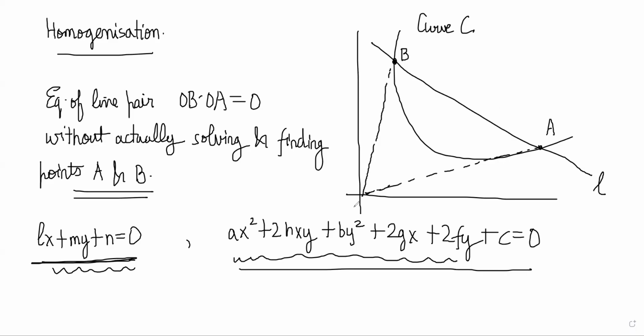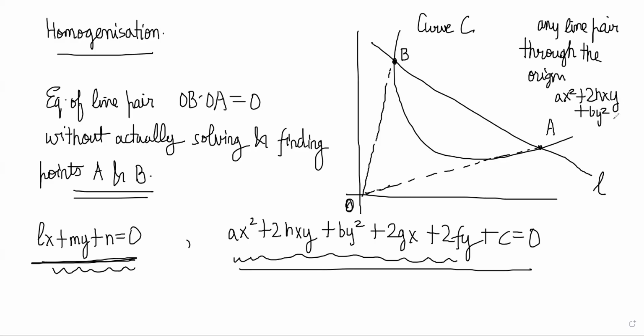However, finding the equation of the line pair OA and OB is not at all difficult. We don't need to find A and B, right? Because we know the theory that any line pair through the origin has an equation of the form ax square plus 2hxy plus by square equals 0. Basically, the equation of a line pair through the origin is always homogeneous in x and y, right? So it will never have a degree 1 term or a degree 0 term. It will always have only degree 2 terms, right?